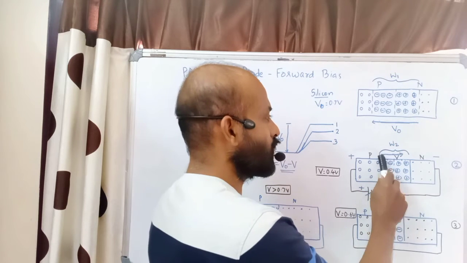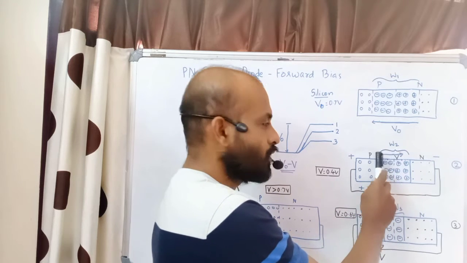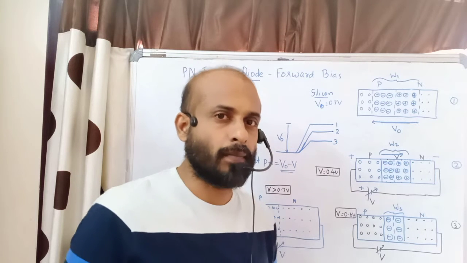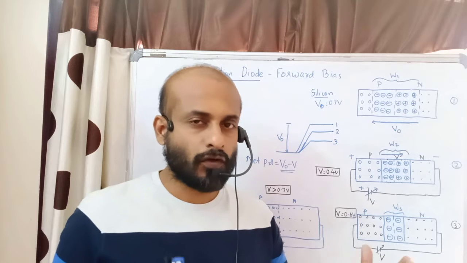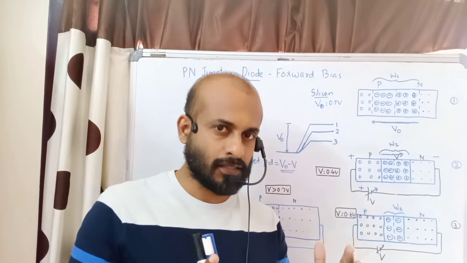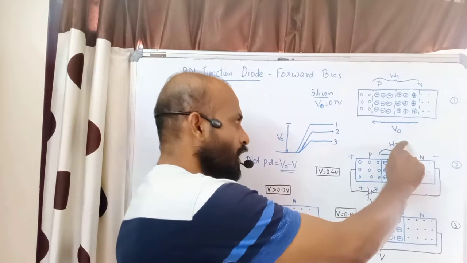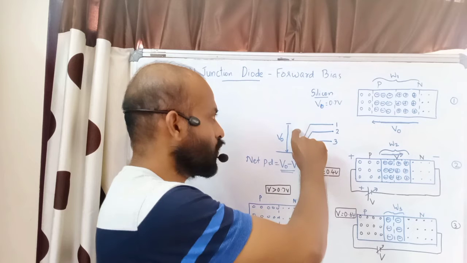What happens to the width of the depletion region? W1 is large compared to W2. So the width of the depletion region goes on decreasing. That's the effect of forward biasing. When we forward bias a PN junction diode, the width of the depletion region goes on decreasing because the applied potential is in the opposite direction to that of the barrier potential. So this potential difference goes on decreasing.